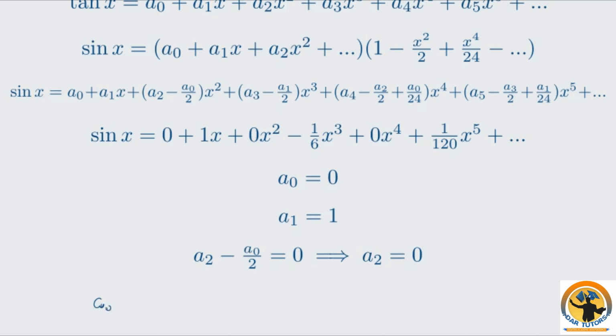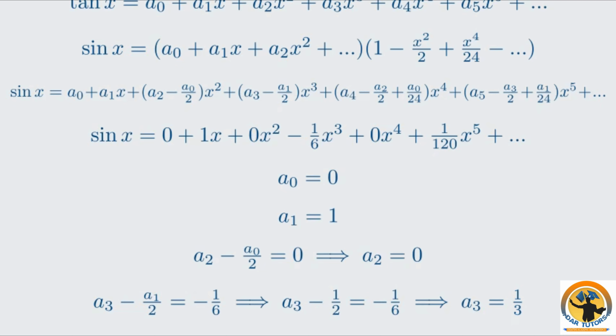The coefficient of x cubed is negative 1 over 6. So, a sub 3 minus a sub 1 over 2 equals negative 1 over 6. Substituting a sub 1 equals 1, we get a sub 3 minus 1 over 2 equals negative 1 over 6. Solving for a sub 3, we find it is 1 over 3. The coefficient of x to the fourth is 0, so a sub 4 is 0.